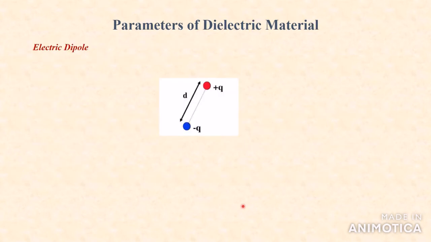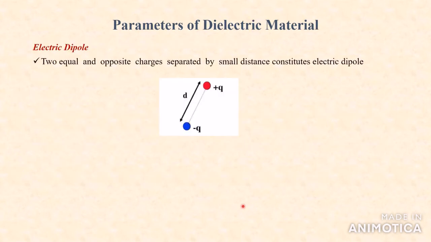So next, dipole. A dipole is nothing but two equal and opposite charges. Okay, here a positive charge and a negative charge. These charges are equal in magnitude. These charges separated by a small distance is defined as an electric dipole.